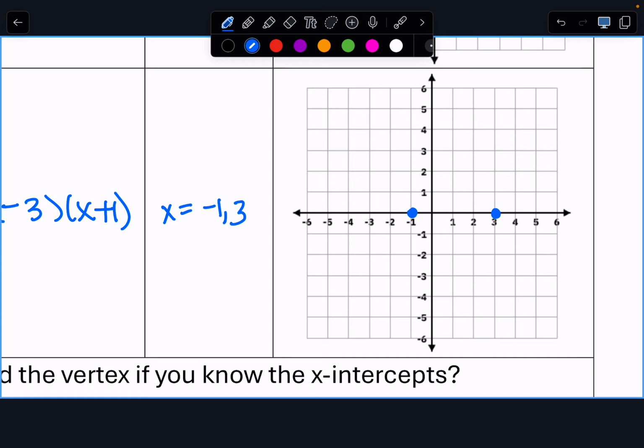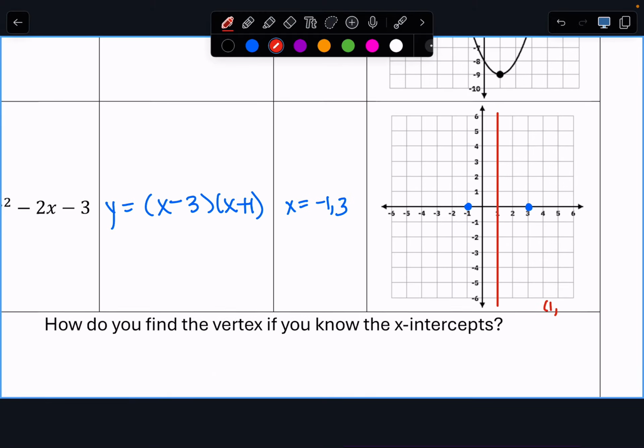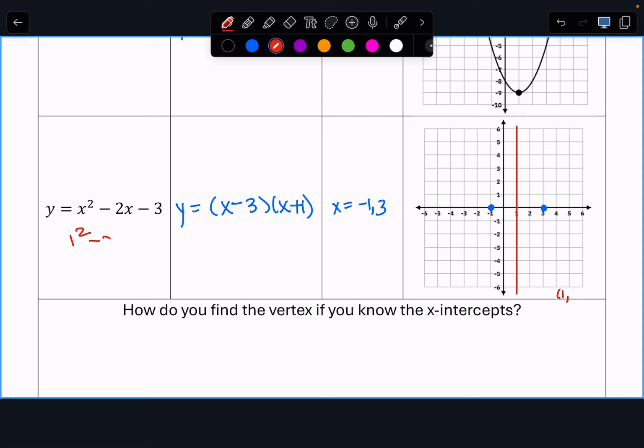Oh, so this should be symmetric, right? So what is halfway between negative 1 and 3? So 1 is probably our axis of symmetry. What happens when we plug x equals 1 into our function? 1 squared minus 2 times 1 minus 3. What's that? It would be negative 4. Ah, so 1, negative 4. Does that look like a nice parabola?